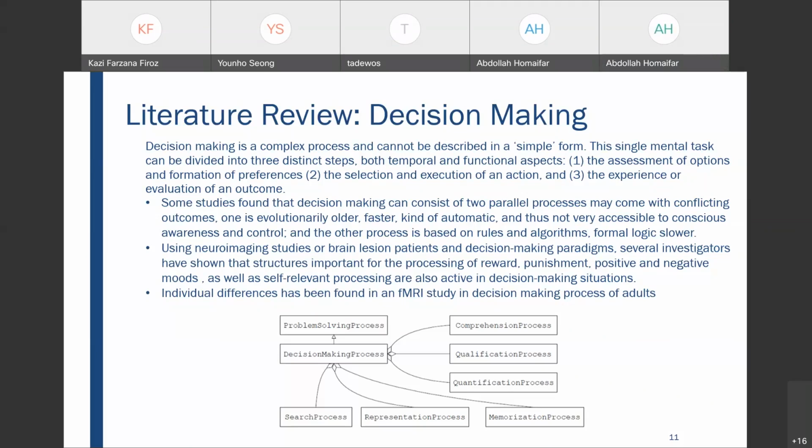Neuroimaging studies in different brain regions of patients and in their decision-making paradigms. Several investigators found that the decision-making process can be associated with reward, punishment, and positive and negative moods.